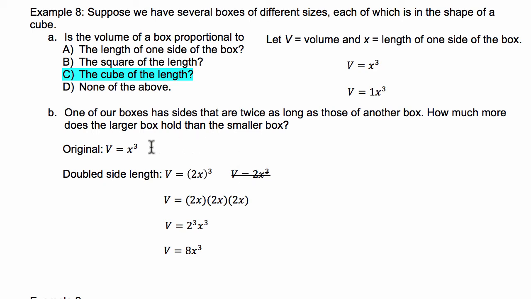Since the volume of the smaller box was just x cubed, and the volume of the larger box is 8x cubed, we can see that doubling the length of one side of the box has the effect of multiplying the volume of the box by 8. That is, the larger box has 8 times the volume of the smaller box, and therefore can hold 8 times the material. You could find applications of this example at the post office.